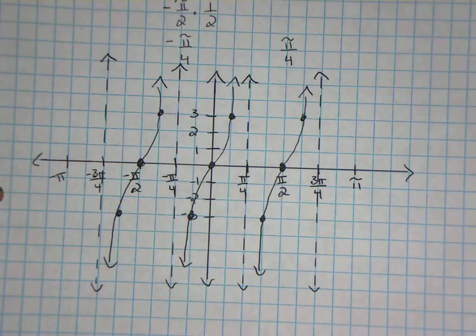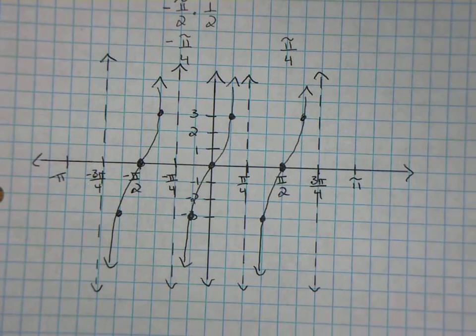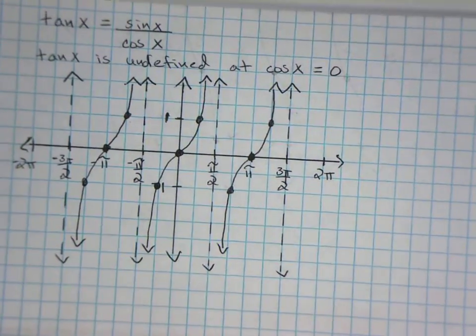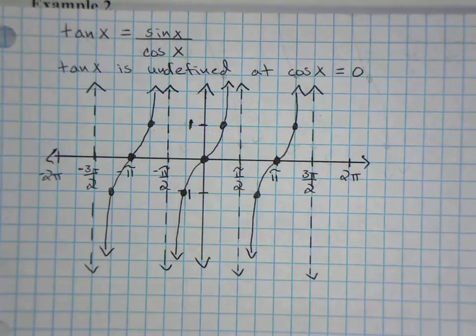I want to go ahead and use our parent graph for tangent to show you what the graph for cotangent would be. I don't really plan on having you graph a whole lot when it comes to cotangent, but I do want to show you how we can develop it. So our next example, example 3, is going to ask you to graph y equals cotangent of x. But to get there, I want to show you a little bit on our parent graph of just tangent of x. If you want to look back to your notes or just take a look at what I have up here, this was our parent graph for tangent.